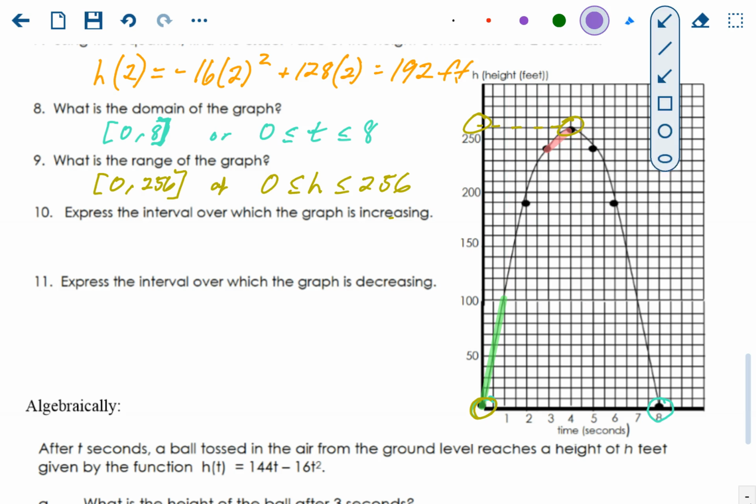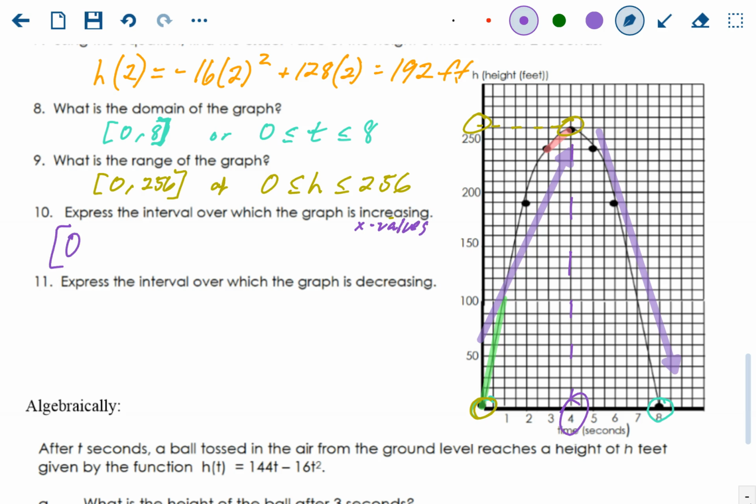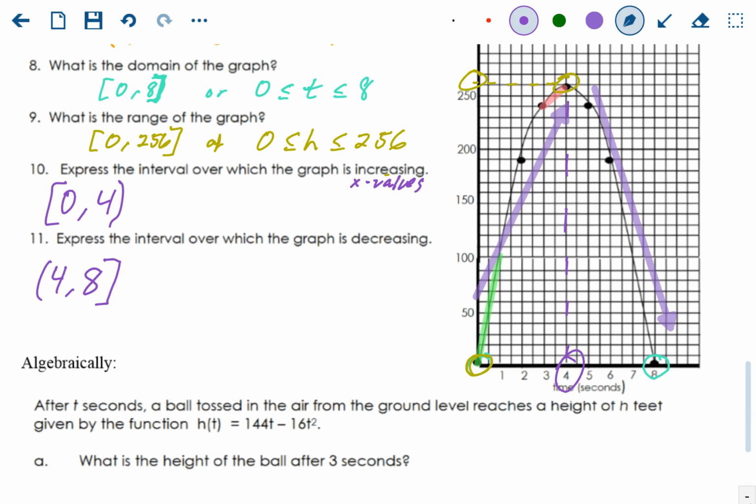Alright. Intervals of increase. Intervals of increase are the x values for which it's increasing. We already said it starts increasing, hits the vertex, starts decreasing. We are only talking about x values, so you have to figure out the x value of that vertex, 4 seconds. So the interval is, when does it start increasing? At 0. It stops increasing at 4. That's going to be a parenthesis, not a bracket. You could convert that to an inequality if you want. And then it starts decreasing at 4 and stops at 8, which is the end of the domain.